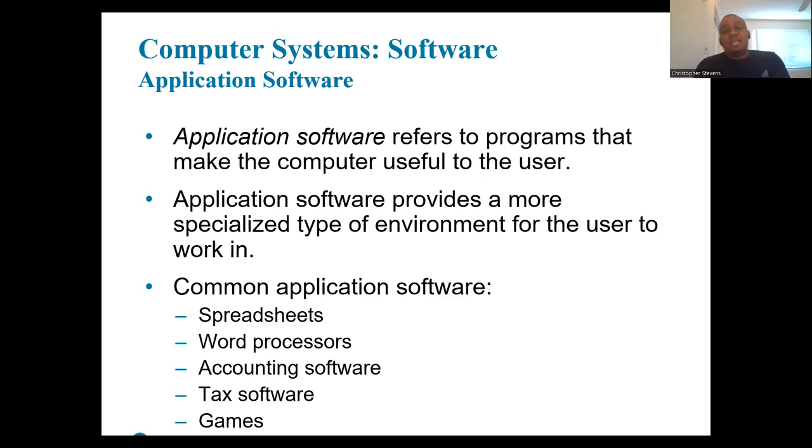In summary, understanding the basics of hardware components like CPU and RAM, secondary storage, and input and output devices is crucial for grasping how computers operate. Additionally, knowing the difference between operating systems and application software helps you better navigate and utilize your computer.